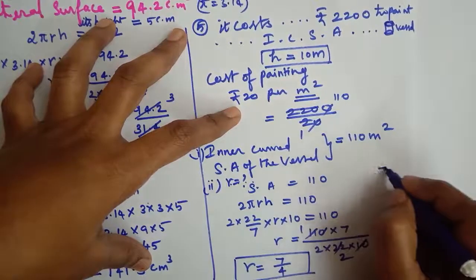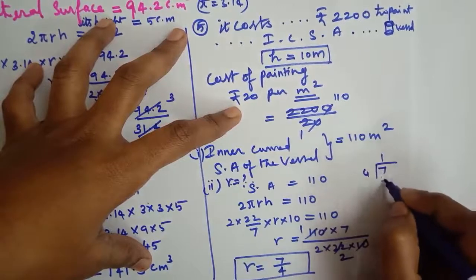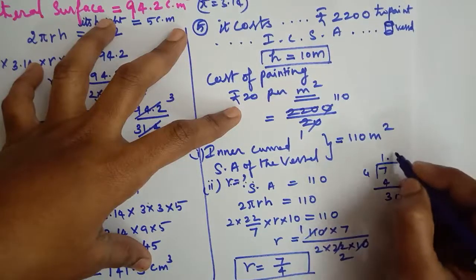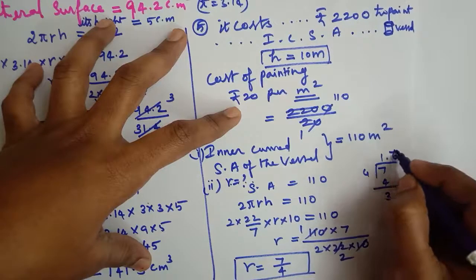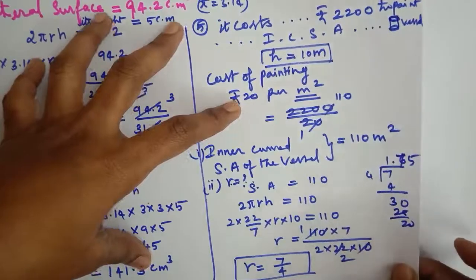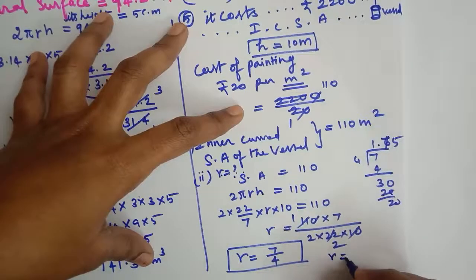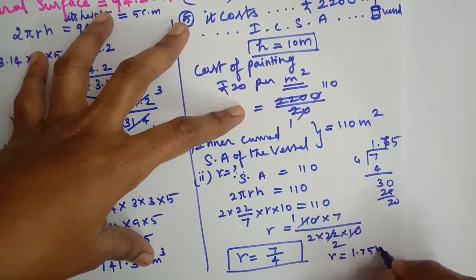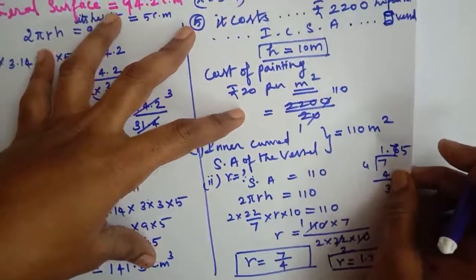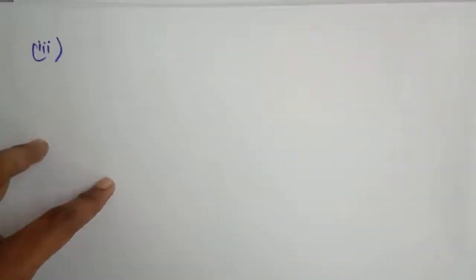So 7 by 4 means r is equal to 1.75 meter. 1.75 meters. The second subdivision is over. Is it clear, students? Then listen, students.